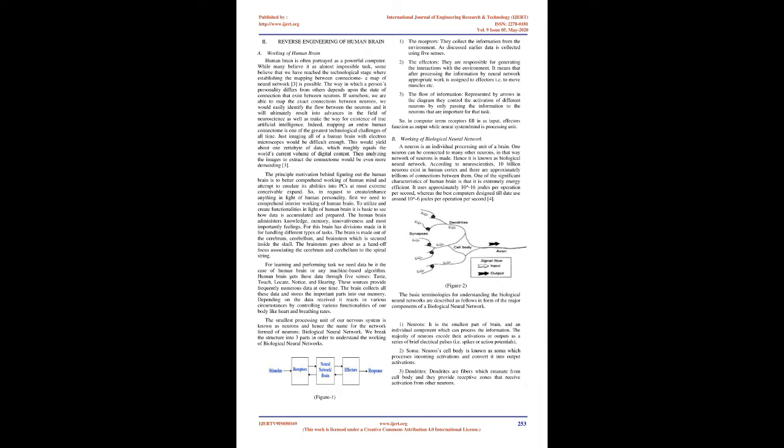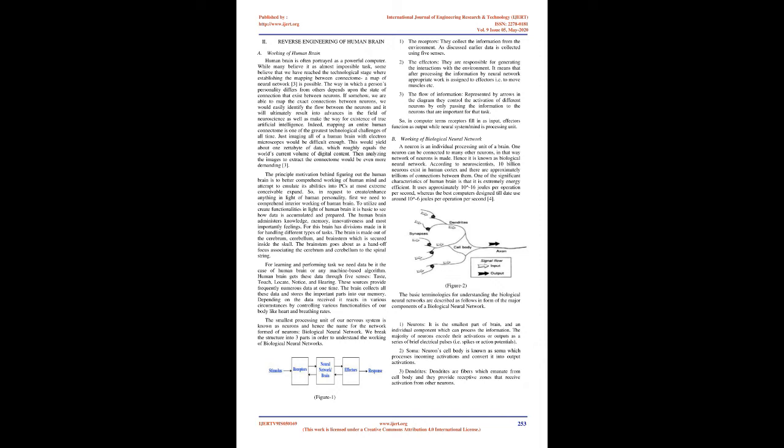For this, the brain has divisions made in it for handling different types of tasks. The brain is made up of the cerebrum, cerebellum, and brainstem, which is secured inside the skull. The brainstem acts as a relay center connecting the cerebrum and cerebellum to the spinal cord.